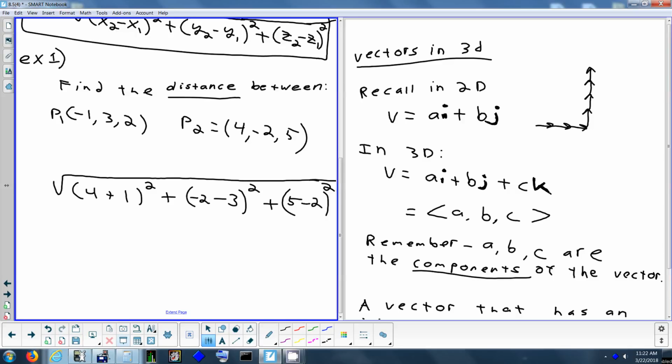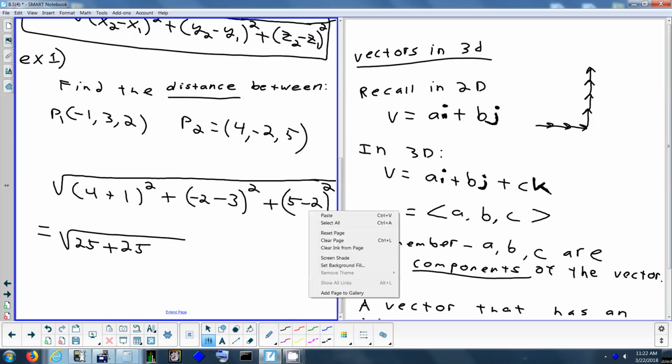Okay, so let's do that out. Wyatt, what's 4 plus 1? 4 plus 1 is 5, and then square it? 25. Okay. I'll do the next one because you get negatives. Negative 2 minus 3 is negative 5. When you square it, you still get 25. What's 5 minus 2? 3. There you go. 3 squared, 9.